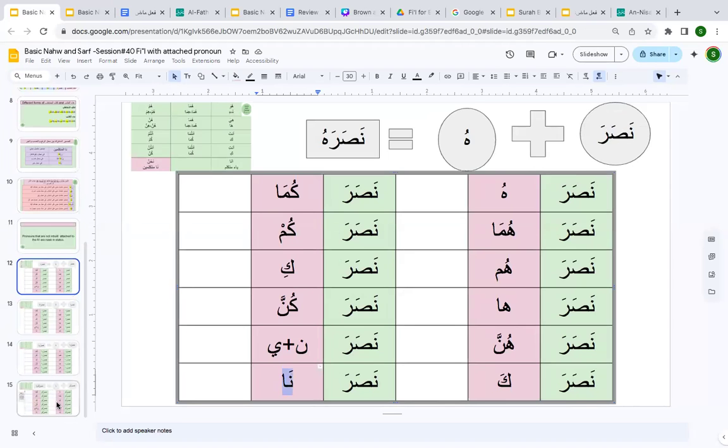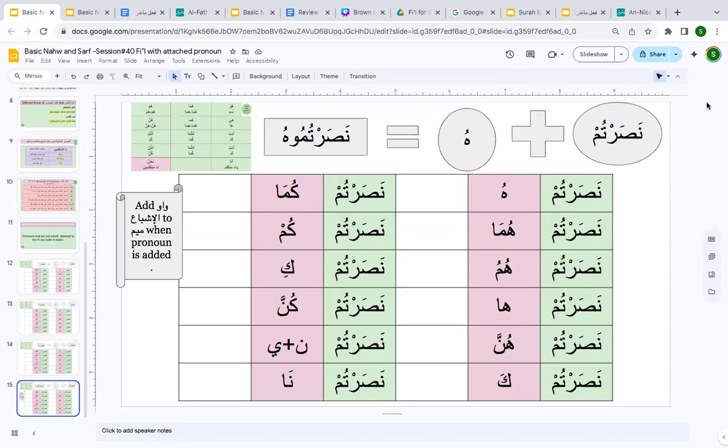So now look at this one. I hope I have clarified this one for you as well. So now, what is on your screen? When you see nasartum, what is the meaning? You all helped, right? It is going to be translated as you all helped. Now I have to attach a pronoun to this nasartum. You notice when I attach huwa to nasartum, something happened to nasartum. Here something got added. Fariha, very good job, very well done.